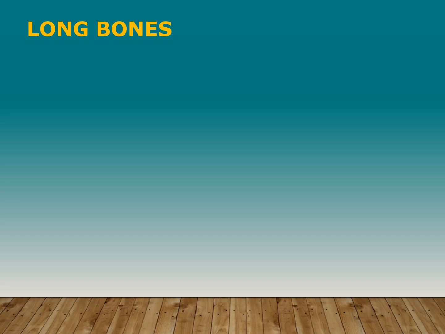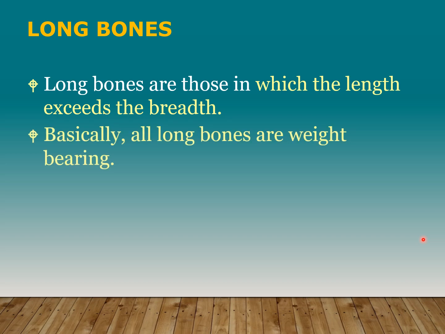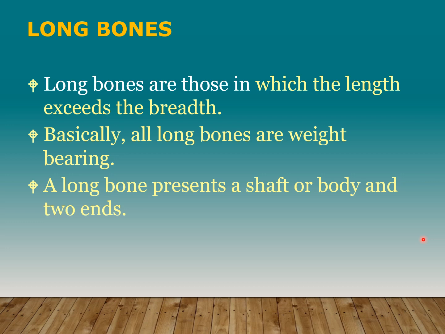So first is long bones. Long bones are those in which the length exceeds the breadth. So can you tell now the long bones? It is easy. They are the free upper limb bones and free lower limb bones. They come under the long bones. Basically, all long bones are weight bearing. What are the parts in the long bone? If you learn osteology, every humerus, radius, ulna has the same parts. It has a central part, shaft or body, and the upper end and the lower end.